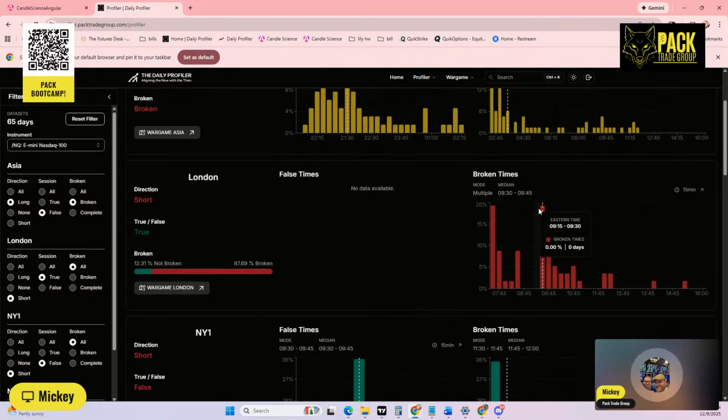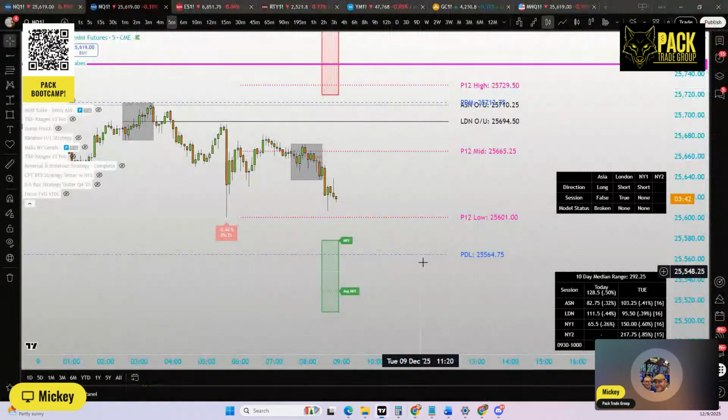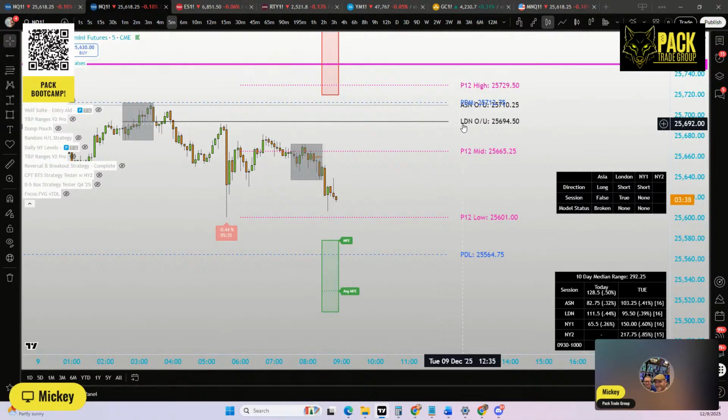We can see that this London OU to the upside has an 87% probability of being broken, and we have plenty. We have the mode and the median between 9:30 and 9:45, and then it goes to like 10:15, the 10 o'clock hour, right? So this London OU right here is a high probability hit in this condition. Now we will wait for the 4-step reversal.